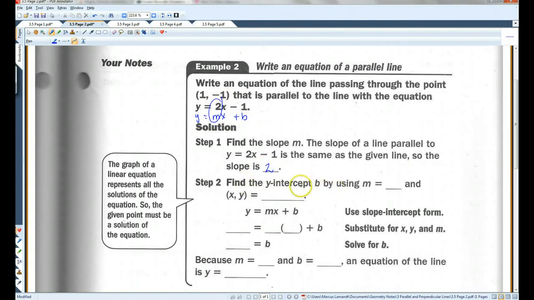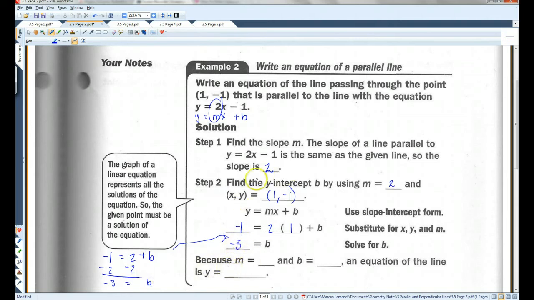Now the y-intercept is going to be different. It's not going to have the same y-intercept as this line. We need to find the y-intercept by using m equals 2 and x, y equals 1, negative 1. So I'm going to plug in this for m, this for x, and this for y. So y is negative 1, m is 2, x is 1. I substitute all these things. I wish they gave a little more space. Actually, let me write this over here. You have negative 1 equals 2 plus b. I'm going to subtract 2 from both sides. Negative 1 minus 2 is negative 3. So b equals negative 3.